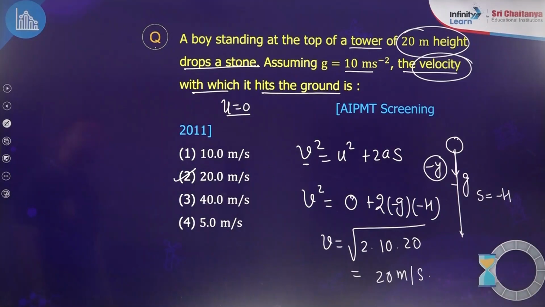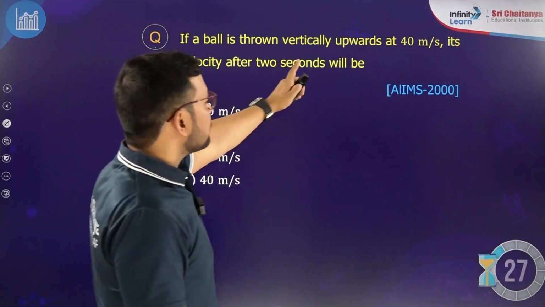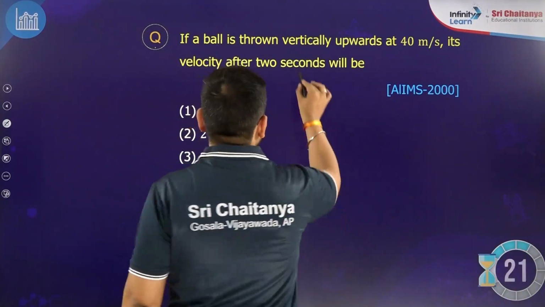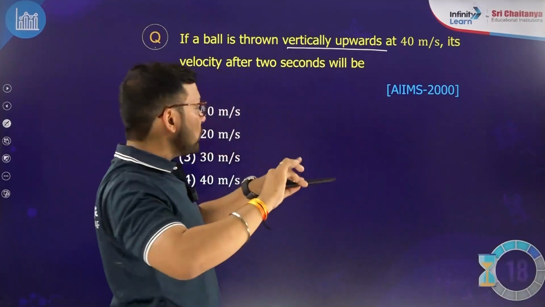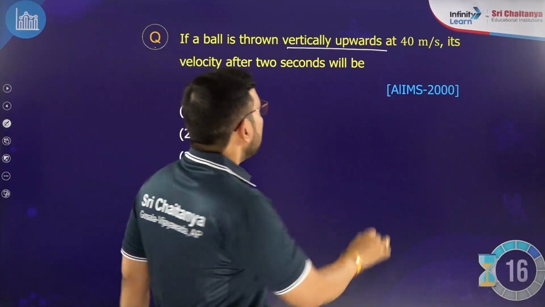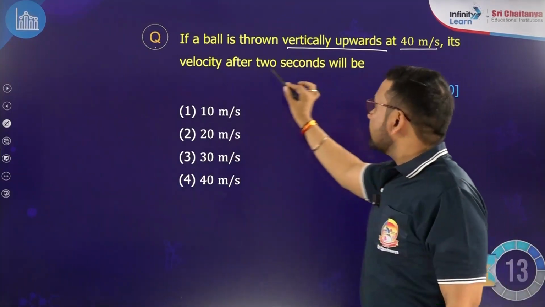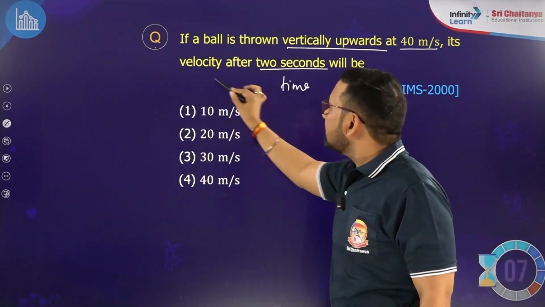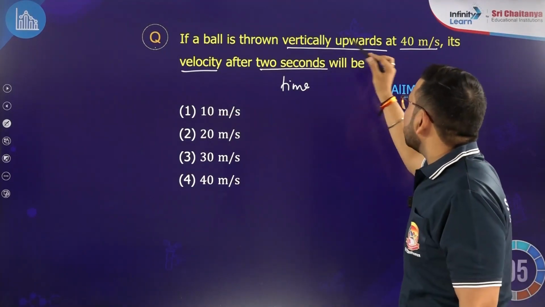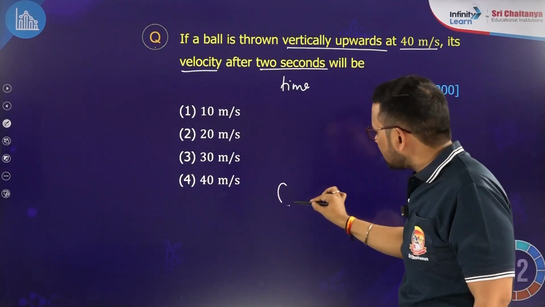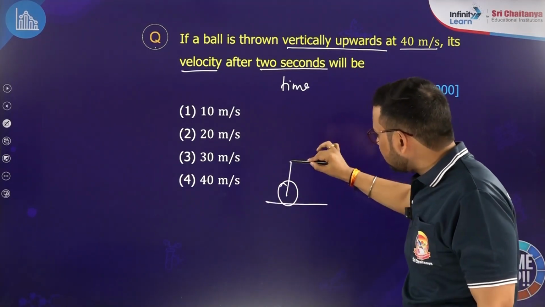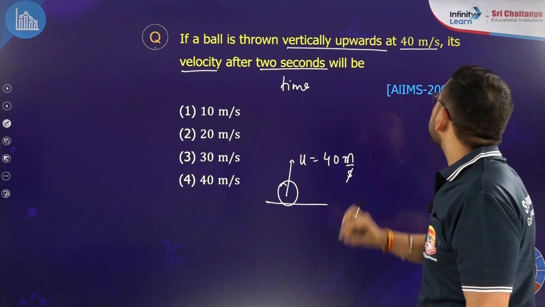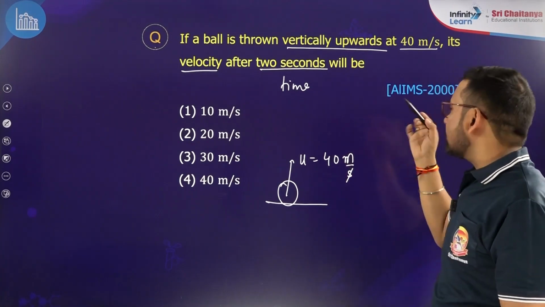Okay. Next question. If a ball is thrown vertically upward. Now we are getting some keys on how to discuss the question. Ball is thrown vertically upward, so this is not a fall question. This is upward, at 40 meter per second. Its velocity after 2 seconds, that is the time required. It is thrown up, that is your origin. Initial velocity is given, 40 meter per second. Its velocity after 2 seconds.